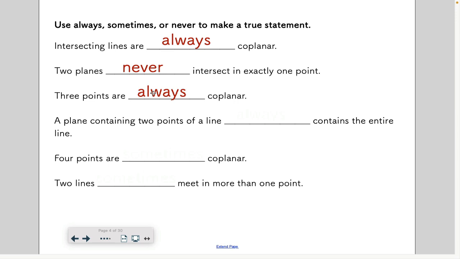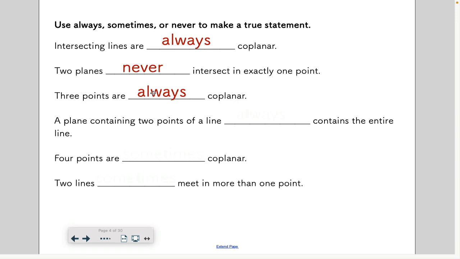A plane containing two points of a line. Put your head down. Don't slam it down. Head down for a plane containing two points of a line never contain the entire line. Head down for sometimes contain the entire line. And head down for always contain the entire line.